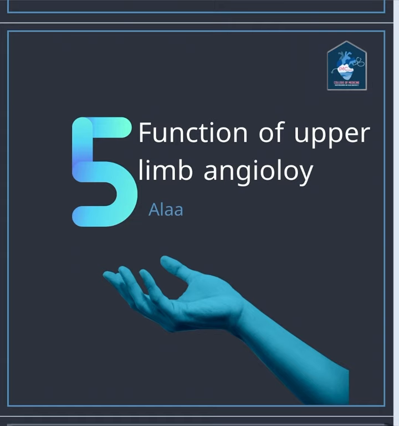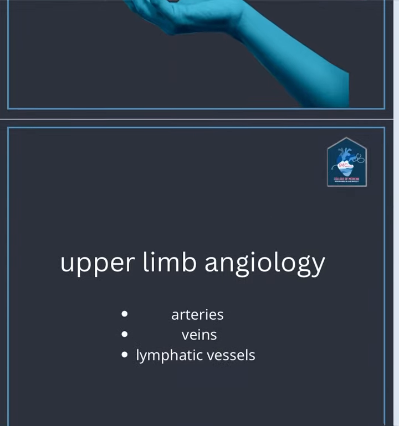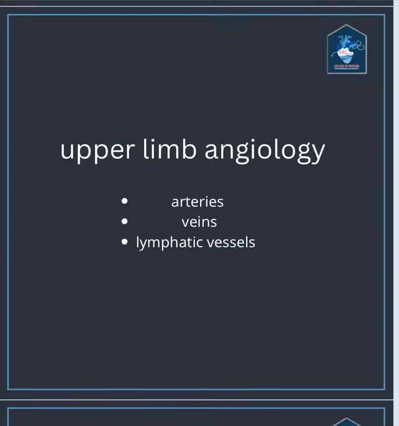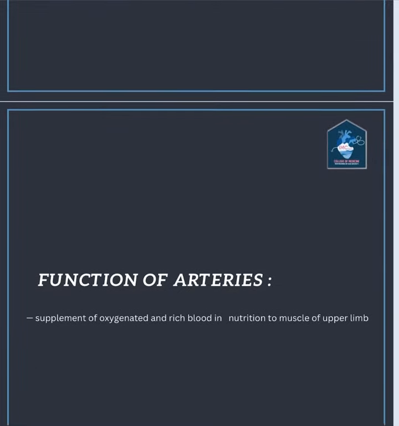So first of all, what are our objectives for today? We're going to talk about the functions of the angiology, which is the arteries, veins, lymphatic nodes and lymphatic vessels, and we're going to know all of these. So first of all, as I mentioned, what is the angiology? In the upper limb, we have arteries, we have veins, and we have lymphatic vessels and lymphatic nodes.